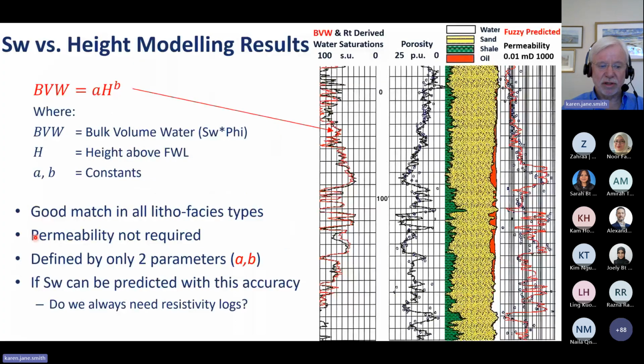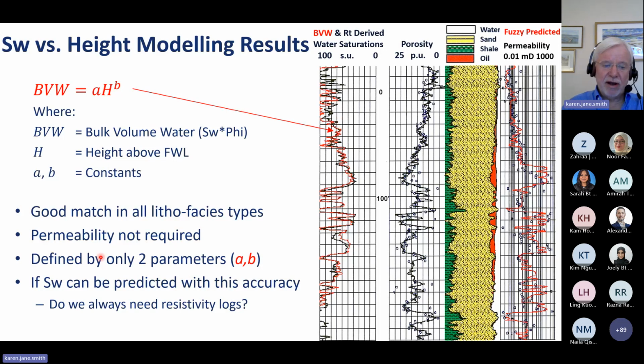So this is the result of the shootout, shown in red. Remind you, the black curve is the RT, the resistivity-derived water saturation from the Archie equation, showing a lot of variation, but the BVW function gives it a very good match. And it gives a good match through all the different lithofacies types. And permeability is not required for this function. So it is defined by two parameters.